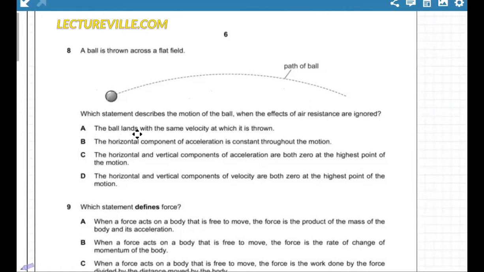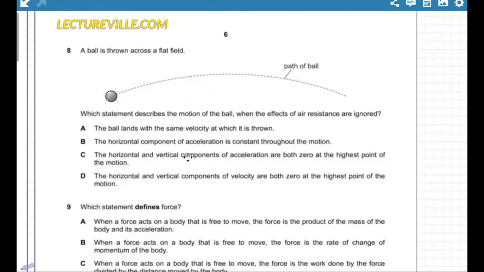The ball lands with the same velocity at which it is thrown. So that is a very possible option. But move on. The horizontal component of acceleration is constant throughout the motion, and it is also zero. So that is also a very correct statement.